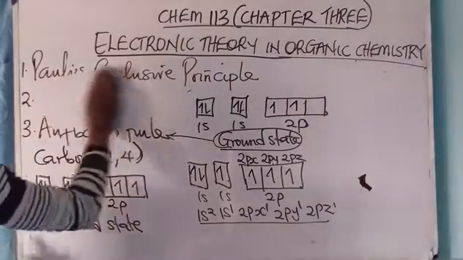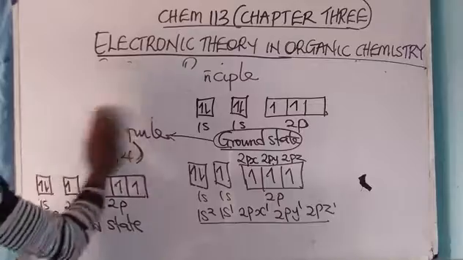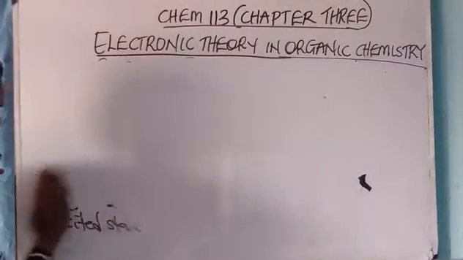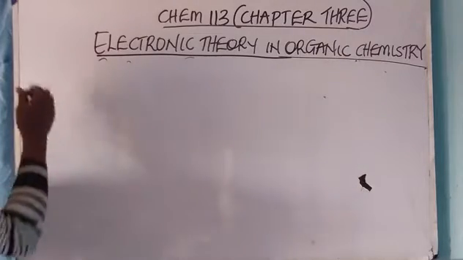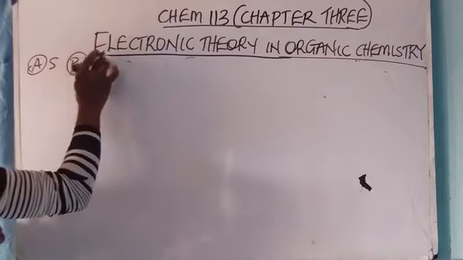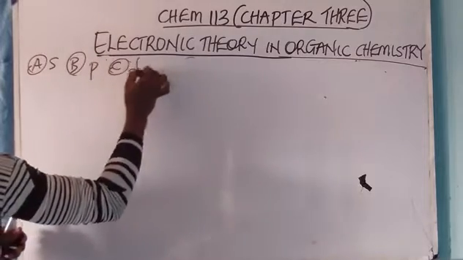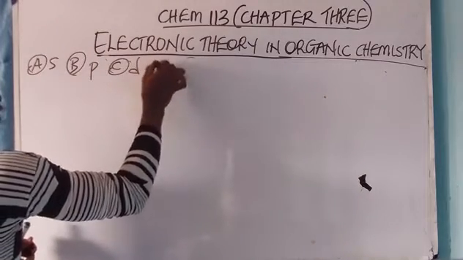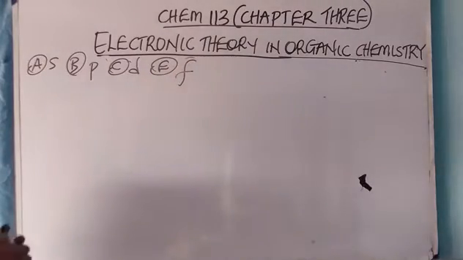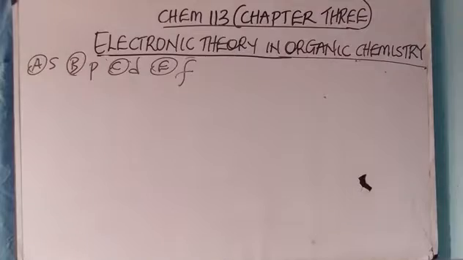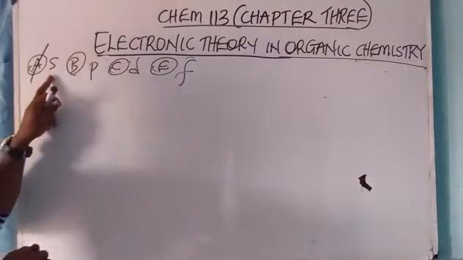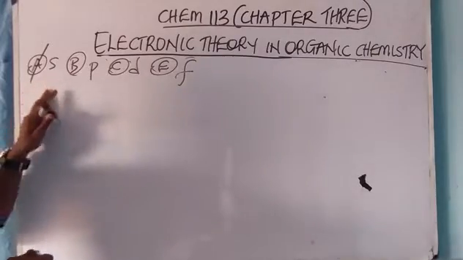Now, please take note of this. Which of these is not a degenerate orbital? A, S, B, P, C, D, E, F. Which of these is not a degenerate orbital? The answer is S. S is not what? A degenerate orbital. That is the answer.